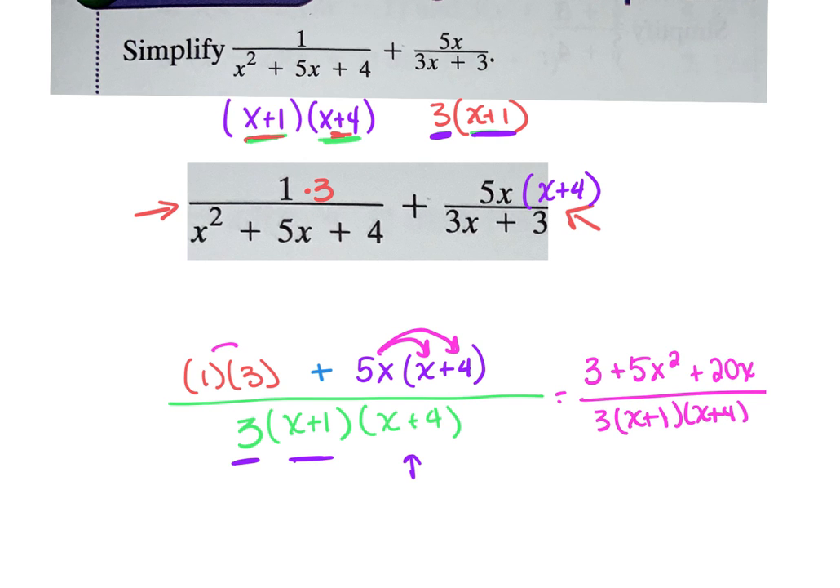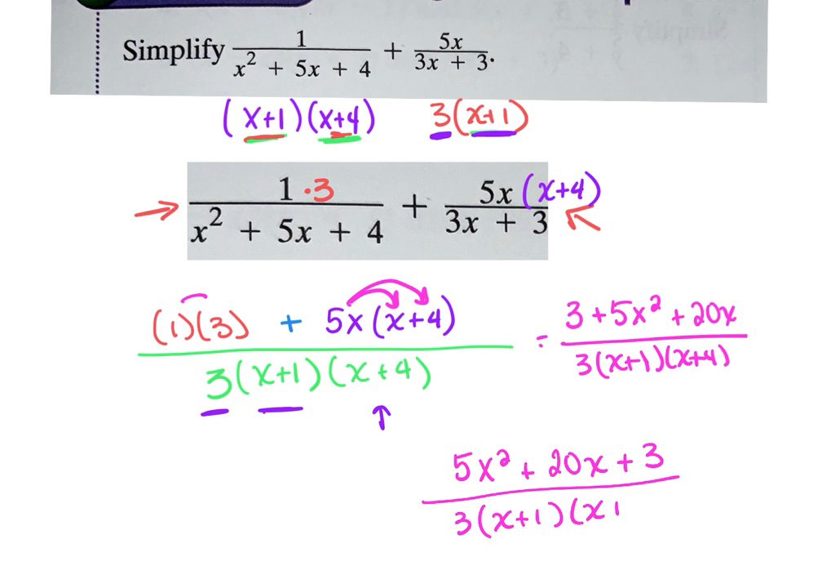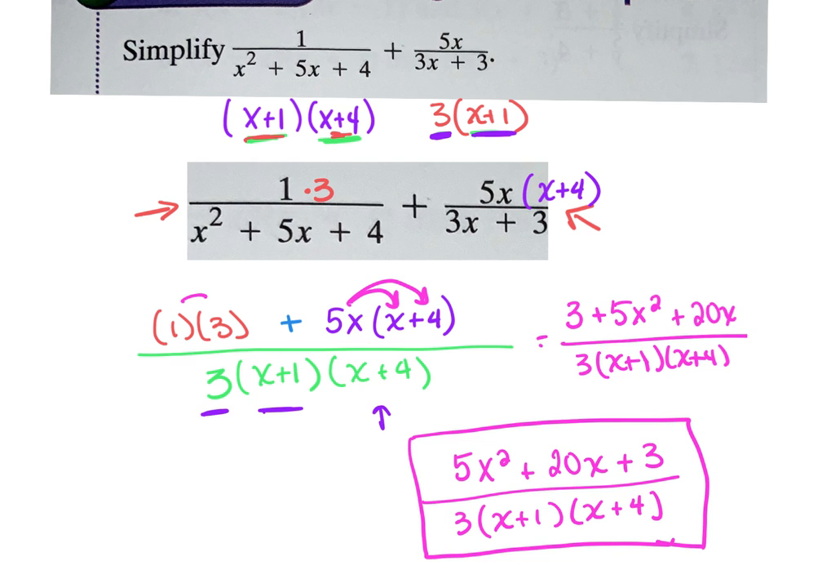Now, I do not want you to leave the numerator that way. What do you think I want you to do with that numerator? Standard form. So my final answer is actually going to look like this: 5x squared plus 20x plus 3. Leave your denominator. I do not make you distribute that. And you are done.